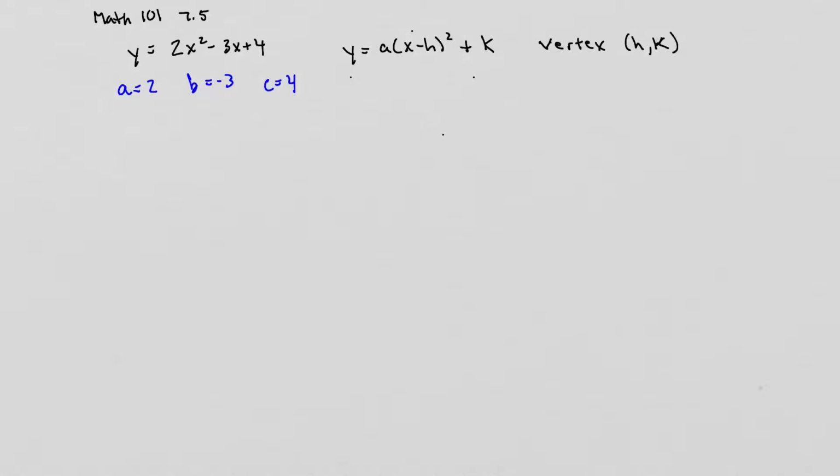There's a little formula that you can use. x equals negative b over 2a for the x coordinate of the vertex. In fact, that's your h, so that's what we're looking for. So let's go ahead and find the x coordinate of the vertex that we call h. x equals negative b, so negative negative 3 over 2a, 2 times 2. So that's positive 3/4. So the x coordinate will be 3/4.